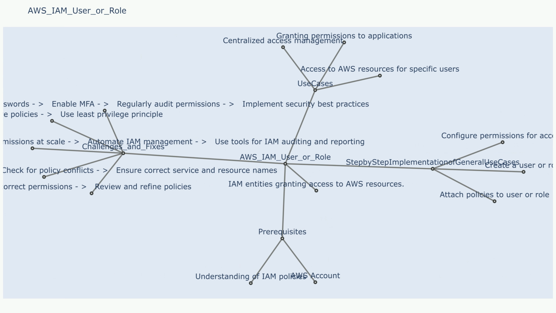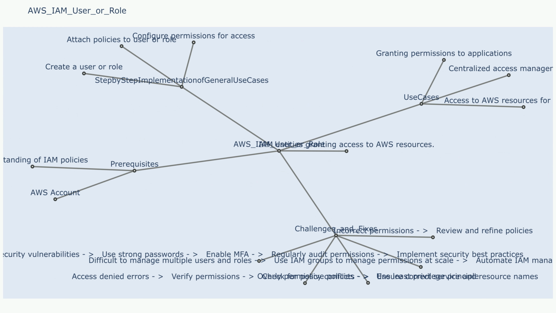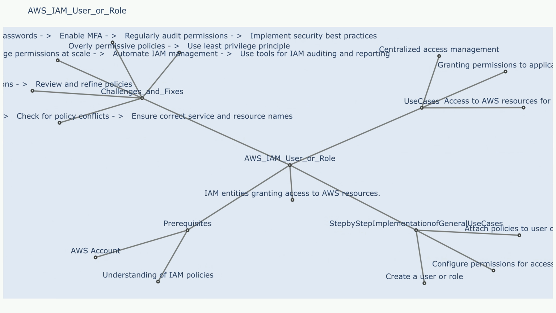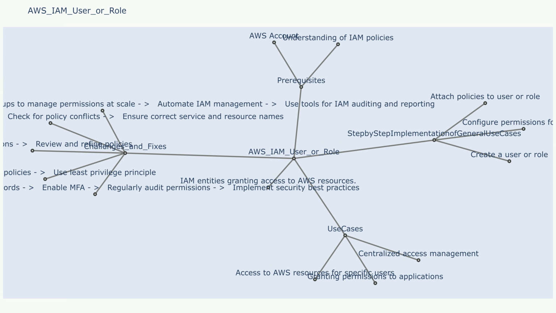Prerequisites: AWS account. You must have an AWS account to create and manage IAM users and roles. Understanding of IAM policies. IAM policies define the permissions that users and roles have. You should understand how to create and manage policies before using IAM users or roles.